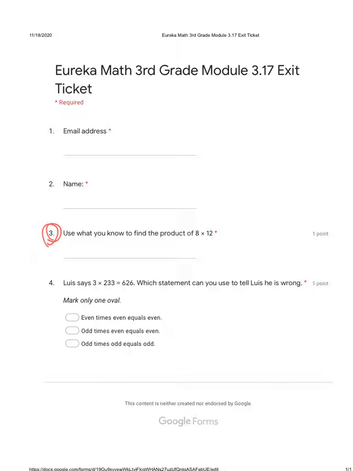So, for me, I'm going to say 12 is a big number. I'm not very good at my 12 multiplication facts because it's so big. So what I'm going to do is break that down into two numbers that I do know. I know that 8 times 10 is 80, and I know that 8 times 2 is 16. So I'm going to add those together. 80 plus 16 equals 96. So our answer to 8 times 12 is 96.